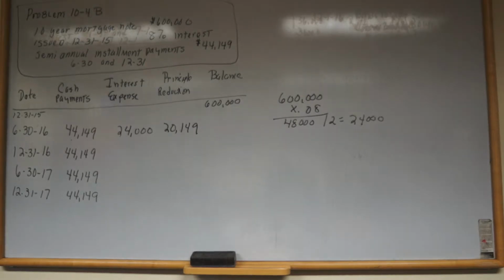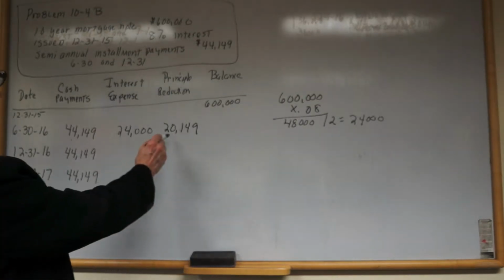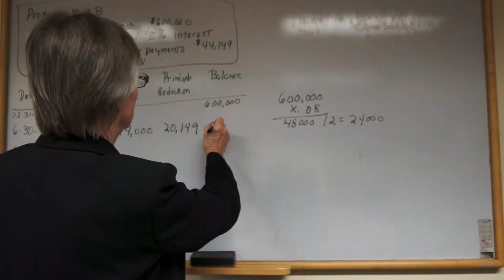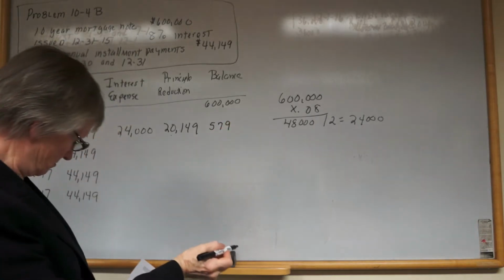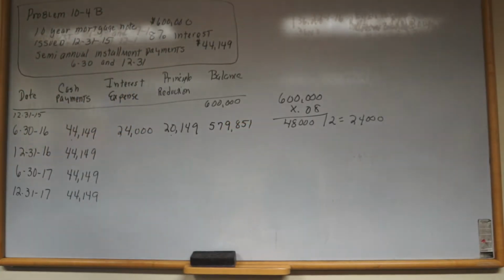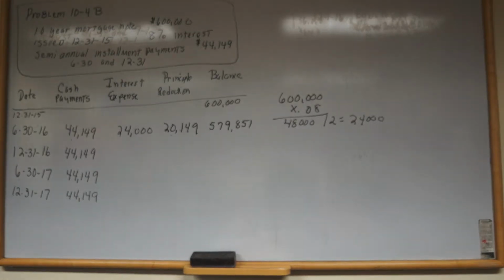Okay, so now, what's our new principal balance? Well, it's going to be $600,000 minus what we just paid off. So that comes out to $579,851. Okay? So that takes care of the first payment.